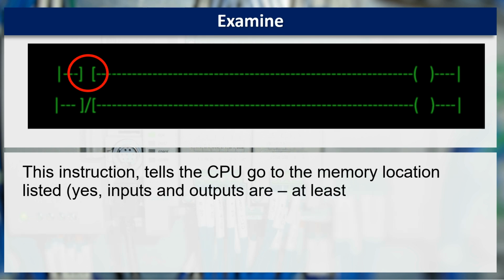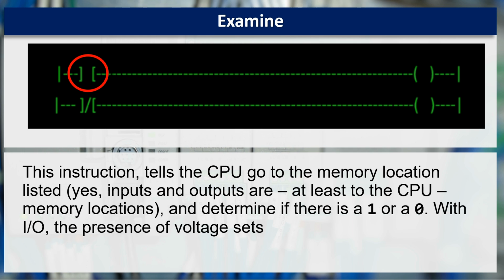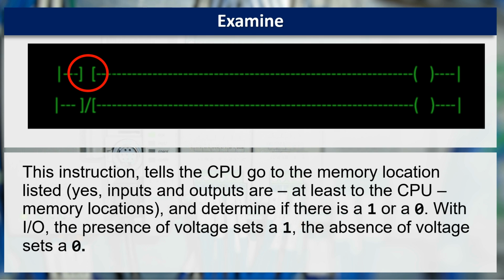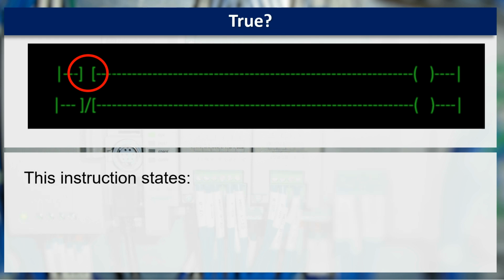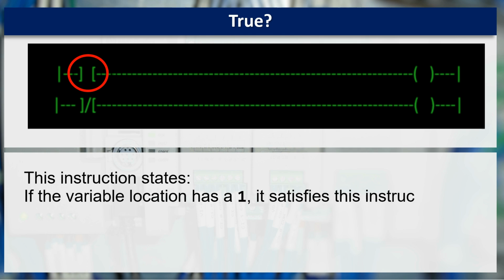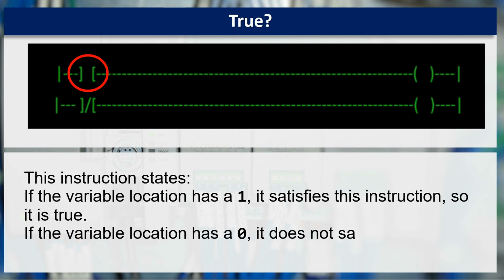This instruction tells the CPU to go to the memory location listed. Yes, inputs and outputs are, at least to the CPU, memory locations, and determine if there is a 1 or a 0. With I/O, the presence of a voltage sets a 1, the absence of a voltage sets a 0. Then, continue resolving the logic. This instruction states, if the location has a 1, it satisfies this instruction, so it is true. If the variable location has a 0, it does not satisfy this instruction, so it is false.